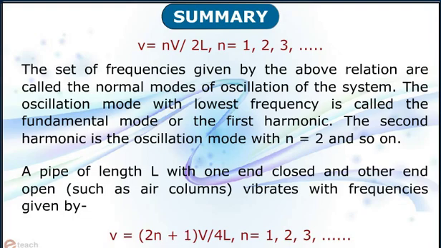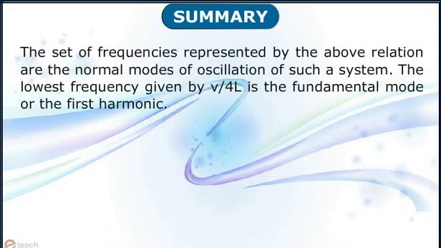A pipe of length L with one end closed and the other end open, such as an air column, vibrates with frequencies given by nu equals (2n plus 1) v by 4L for n equals 0, 1, 2, 3 and so on. The set of frequencies represented by the above relation are the normal modes of oscillation of such a system. The lowest frequency given by v by 4L is the fundamental mode or the first harmonic.